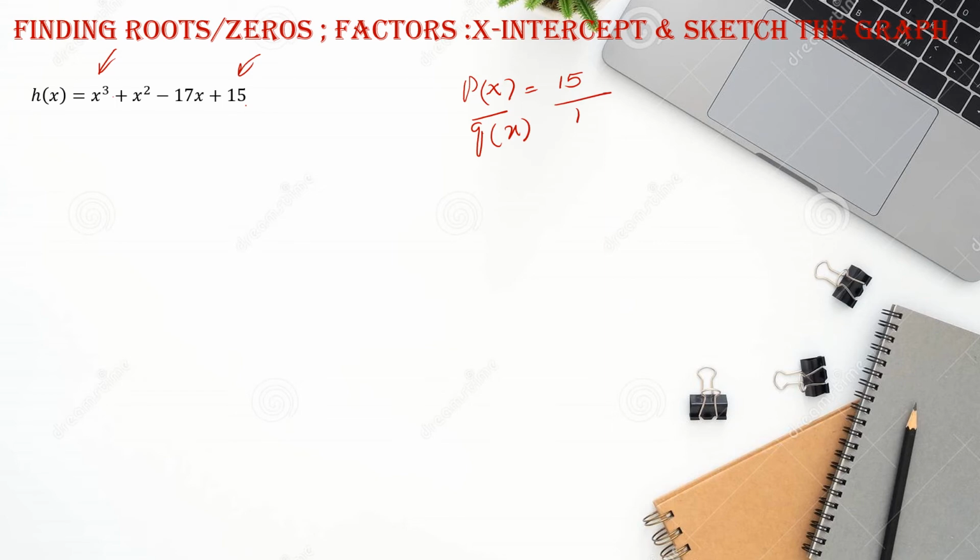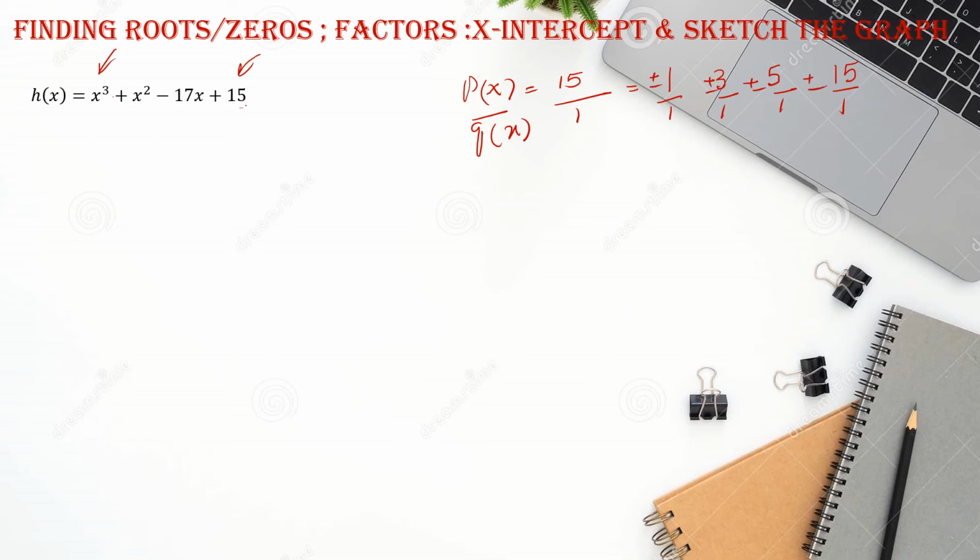From where I wrote the last constant, and I wrote the coefficient of the first highest degree polynomial. Now I know the factors of 15 are 1, 3, 5, and also 15. And for the factors of the 1, I am taking only 1. And of course, I will take the plus minus roots. So these could be the possible factors.